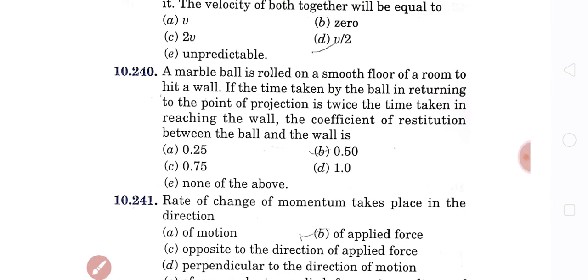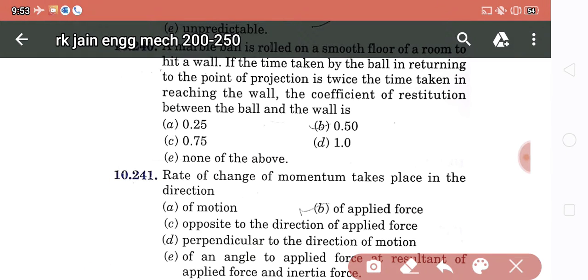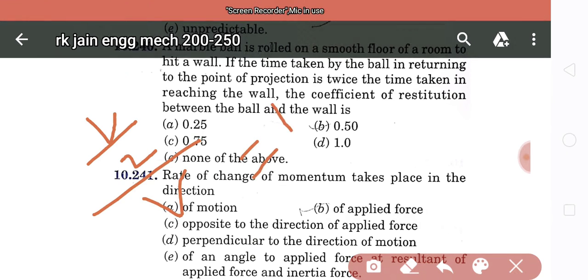A marble ball is rolled on a smooth floor of a room to hit a wall. If the time taken by the ball in returning to the point of projection is twice the time taken in reaching the wall, the coefficient of restitution between the ball and the wall is: we know that the coefficient of restitution is velocity of separation by velocity of approach. Answer will be 1/2, meaning 0.5. Next question.